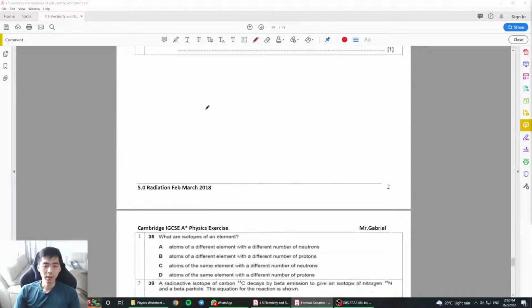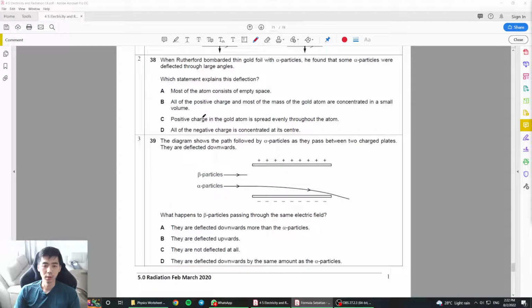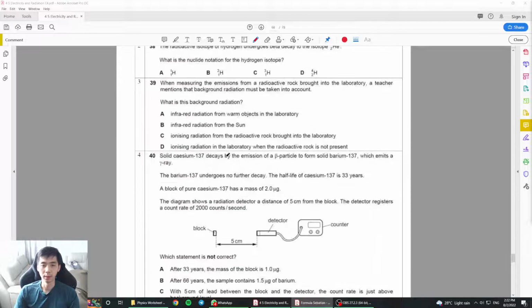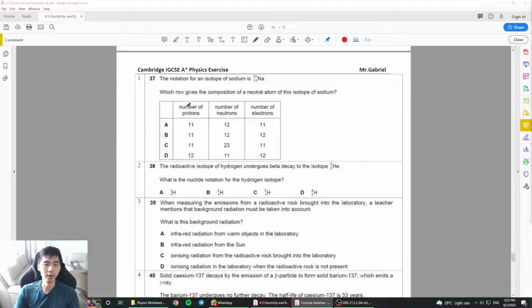I don't think I need the video here anymore. Moving on to the next part here, the notation for the isotope sodium is given, which rule gives the composition of a neutral atom of an isotope. Number of protons is definitely going to be 11, right? Then number of neutrons could be different. Because it wants an isotope, right now the neutron number is going to be 12 here, right?